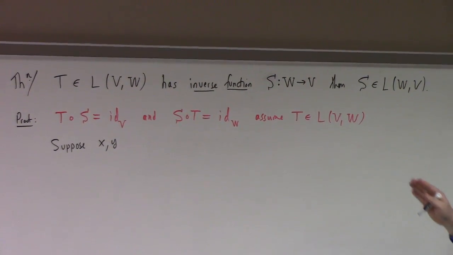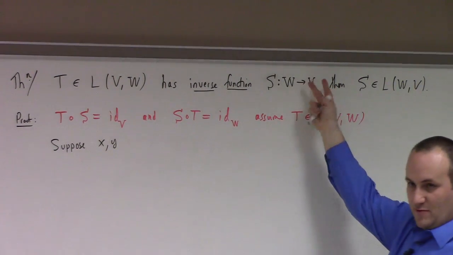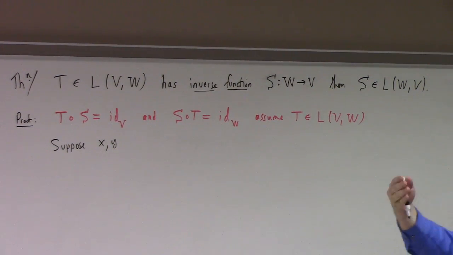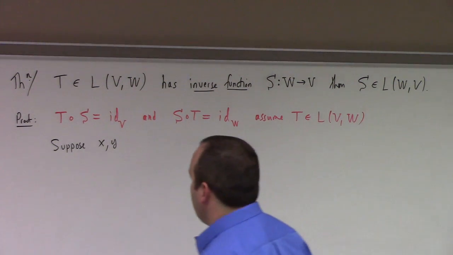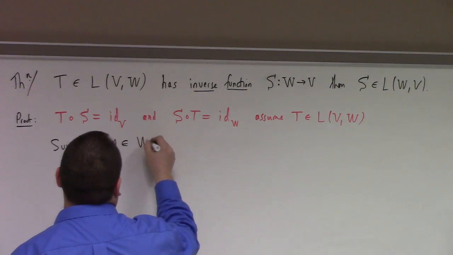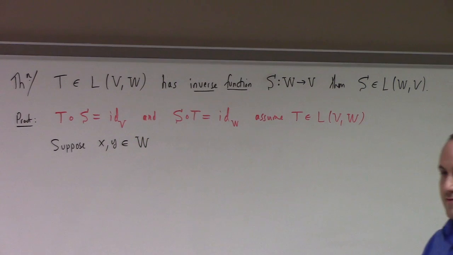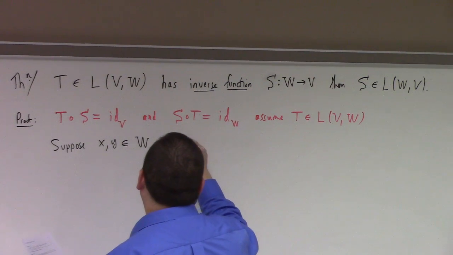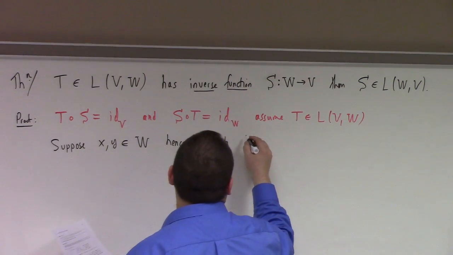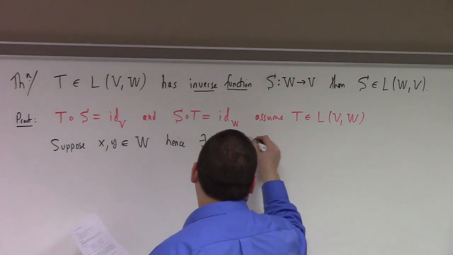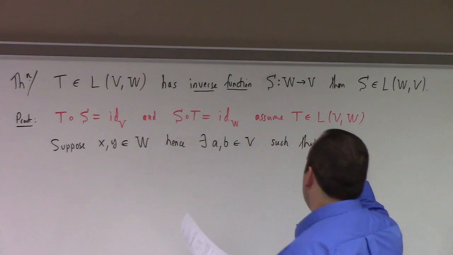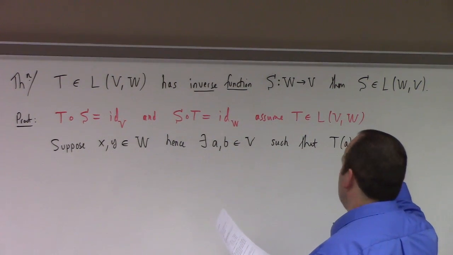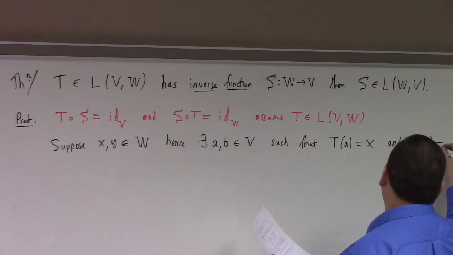Okay, so yes, of course the domain and range in this case must flip, right? The codomain has to be equal to the range in this case, right? Because we can't find an inverse unless it's surjective here, right? All right. So suppose x and y are in W. Well, no wonder I was confused. Suppose x and y are in W, then what? Hence, there exist A and B in V such that T of A is equal to x and T of B is equal to y.